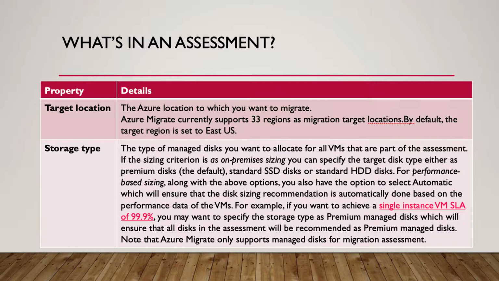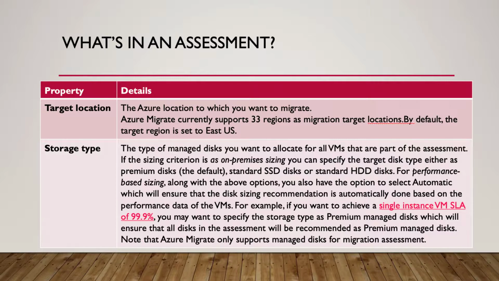In this case, Azure looks into the performance history of that virtual machine and chooses the best and most suitable drive for that situation. For example, if you want to achieve a single instance VM SLA of 99.9%, you may want to specify the storage type as premium managed disk, which will ensure that all disks in the assessment will be recommended as premium managed disks. Note that Azure Migrate only supports managed disk for migration assessment.